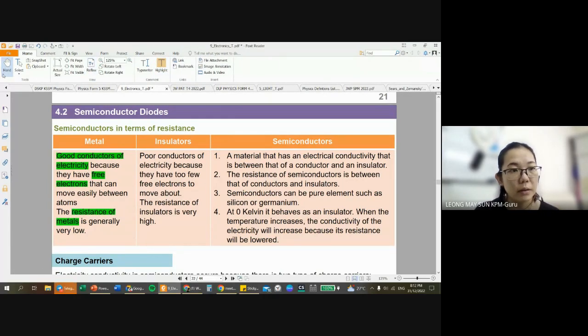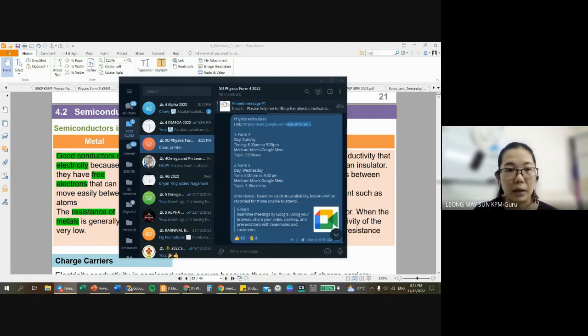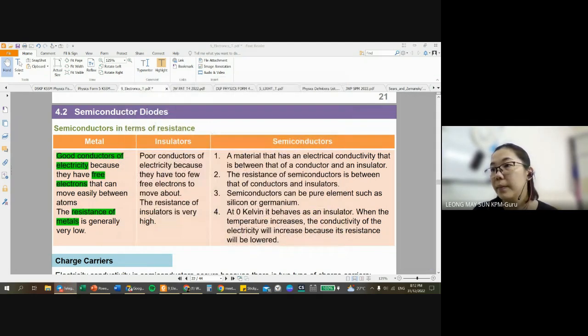How come this one keeps on? Okay, sorry, a little bit of disturbance because the Form 4 thinks that they're having class with me today. That's why I have a few Form 4 coming in and then going out again.